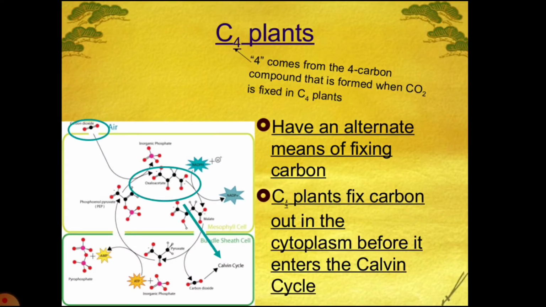In the C4 pathway, atmospheric carbon dioxide first diffuses into the mesophyll, and this carbon dioxide reacts with the 3-carbon substance called phosphoenol pyruvic acid and forms a 4-carbon compound, oxaloacetic acid. So as the first product, oxaloacetic acid is a 4-carbon molecule. This path is called the C4 pathway.